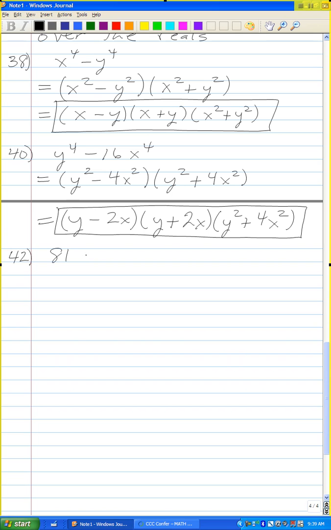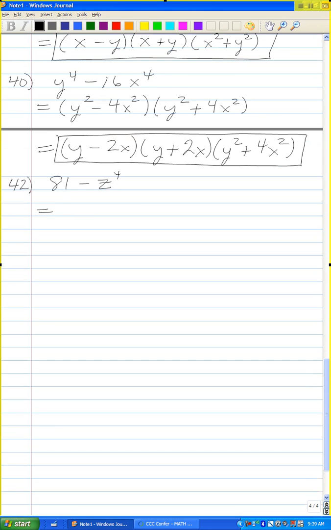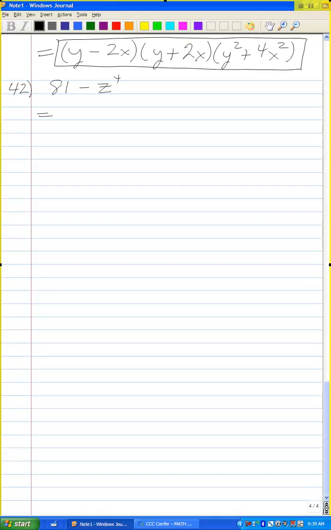Let me do problem number 42. 81 minus z to the 4. Again, this is the difference of squares. The square root of 81 is 9. The square root of z to the 4 is z squared, times, well, the same term, except change the minus to a plus.